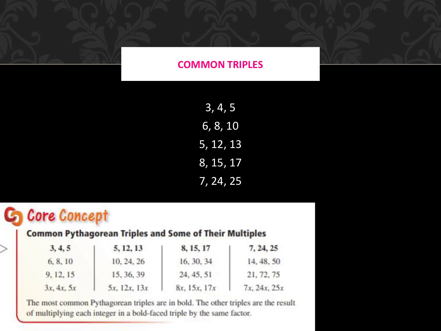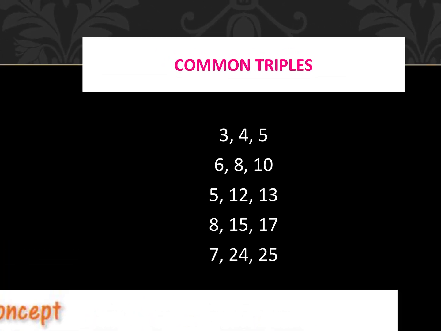So the next slide are just some common triples. And what this means is, if these were your A, B, and C values, it would work out to a perfect triangle. You'd have no decimals, okay? So these, you don't have to have memorized or anything, okay? They're just some sets of sides to look for that would complete a perfect right triangle, okay?